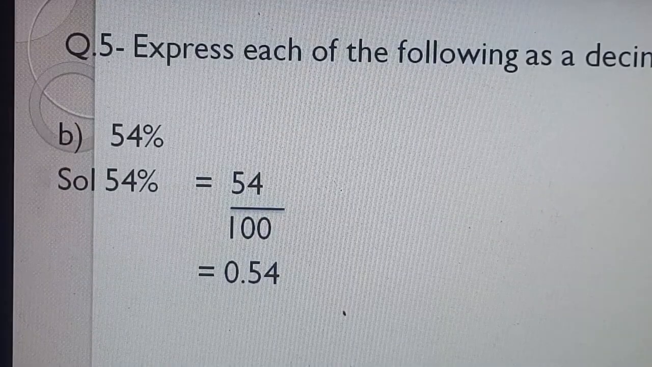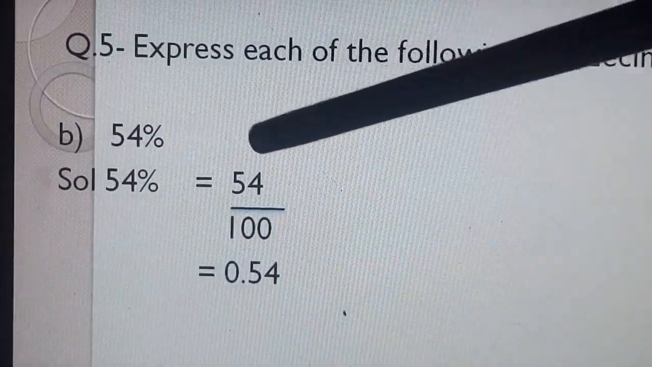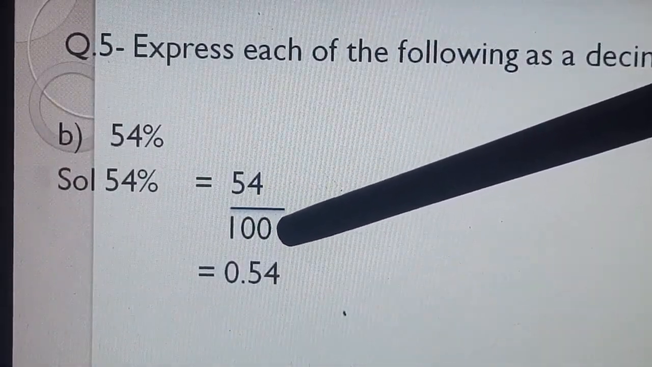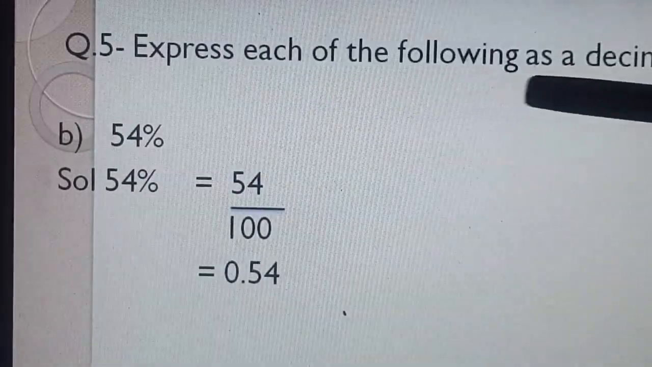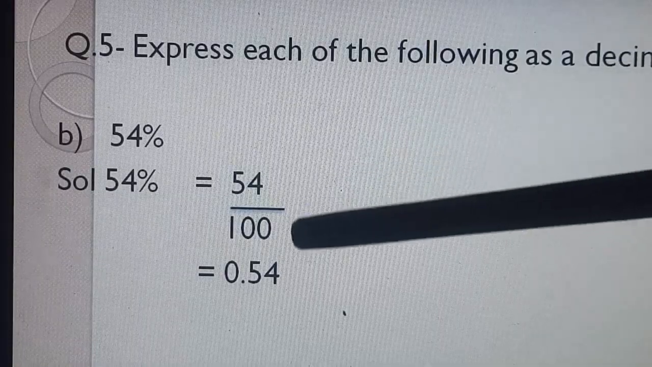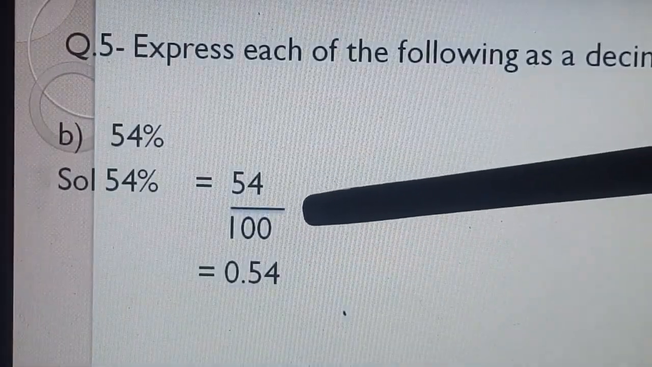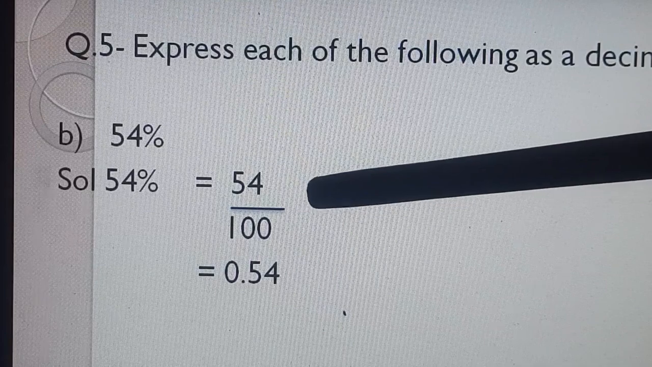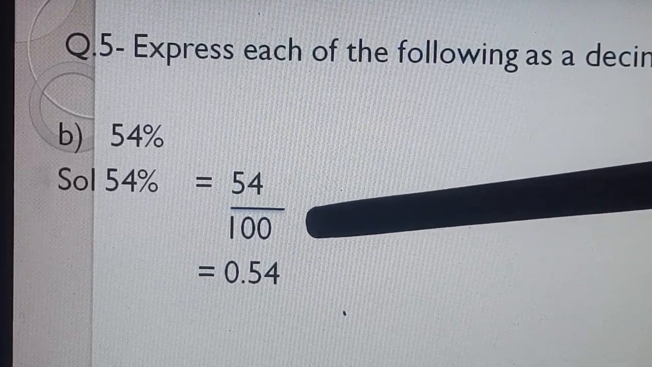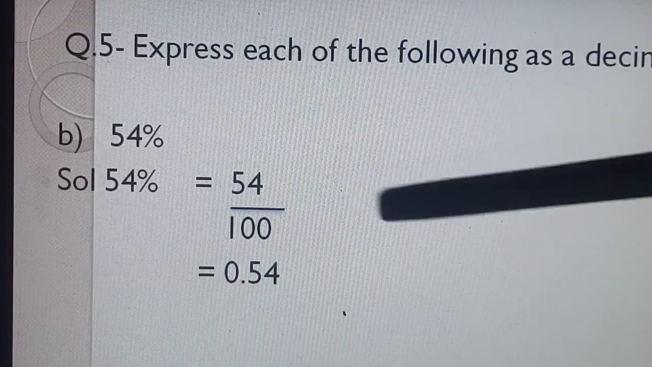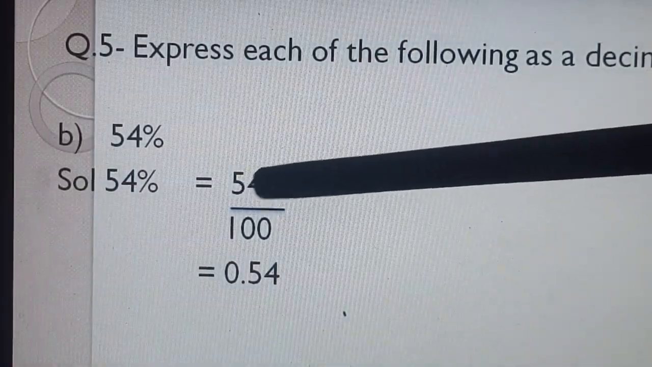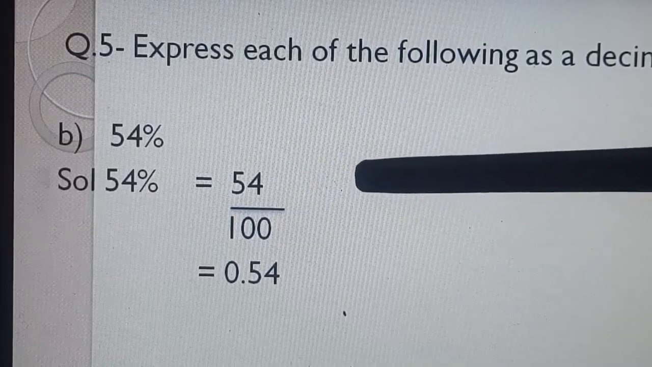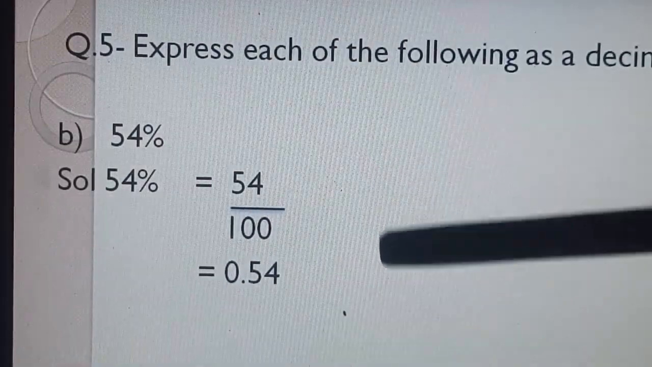Now B part, 54%. 54% means 54 upon 100. Okay. Question is express the following as a decimal. So put directly decimal, no need to do any cancellation here. Because if you start doing cancellation, कि मैम ने कहा था अगर लोएस्ट फॉर्म में नहीं है तो लोएस्ट में करना है, then you will convert it into lowest form. Then again you will get a number like this, 2 upon 25 or 5 upon 50.